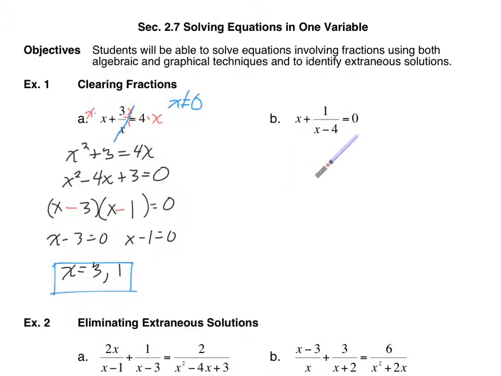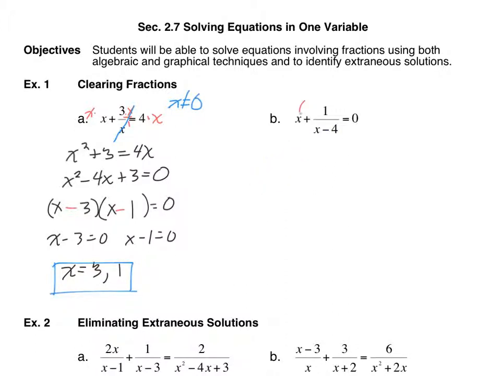X minus 4. Now you do have 0 over here and you do have this fraction over here. You could move the 1 over x minus 4 to the right and create a proportion by putting x over 1 and you could cross multiply. The math is actually easier. Most of you won't think to do that, but I just thought I'd throw that in there. But we are going to multiply by x minus 4.